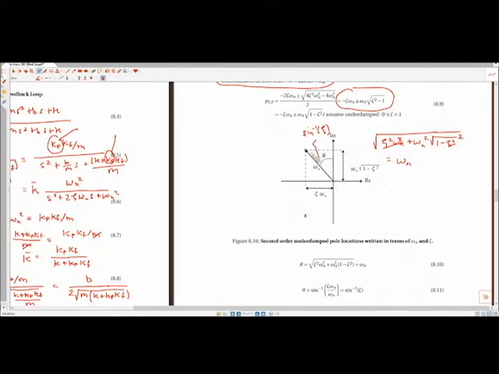Okay, so the damped natural frequency, even though this may be a term that you've seen before, I don't know if you've seen it in this context before. The damped natural frequency, which is equal to omega n square root of 1 minus zeta squared, is just the imaginary part of that pole. Nothing more complicated than that.